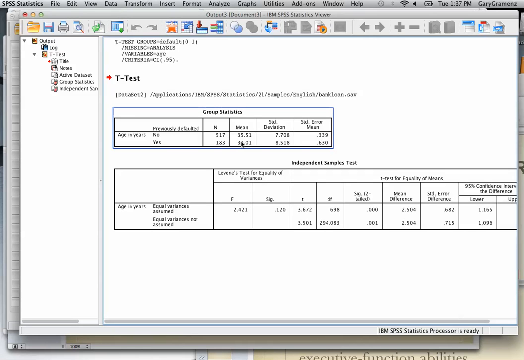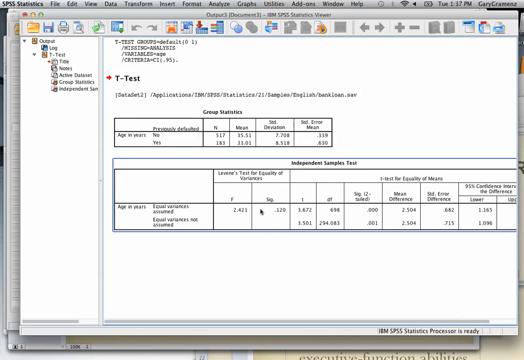Now we can see that the folks who did default on the debt were slightly younger, which makes some sense, doesn't it? You know, sometimes us young folks are a little bit more irresponsible than our elders. The question is, is that statistically significant? Well, we go down here to this number where it says significance. If that number is smaller than 0.05, then that difference is statistically significant.